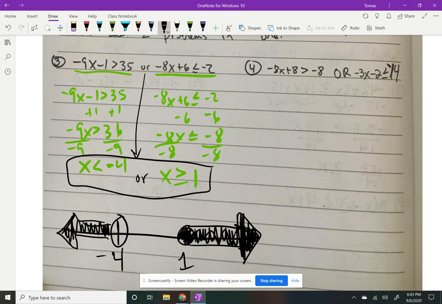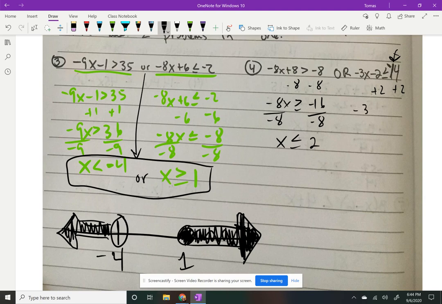So number 4 is the same concept. Let's solve it. We subtract 6 from both sides, divide by negative 8, divide by negative 8. Because I divided by a negative, I flip the sign. But I'm not done yet. I still got to do the second part. So plus 2, plus 2. That's a negative 14, guys, just FYI.